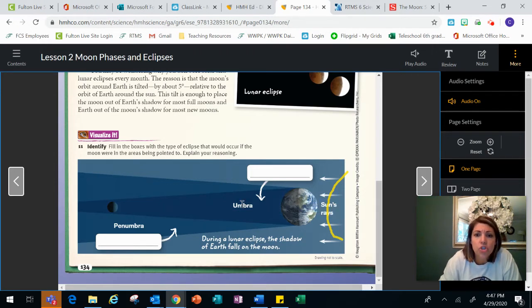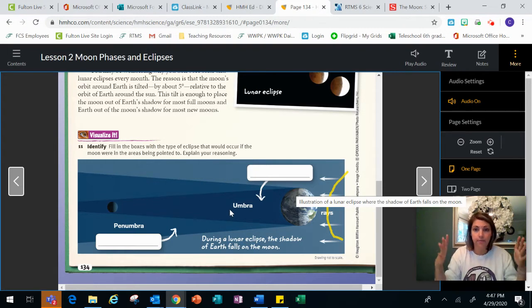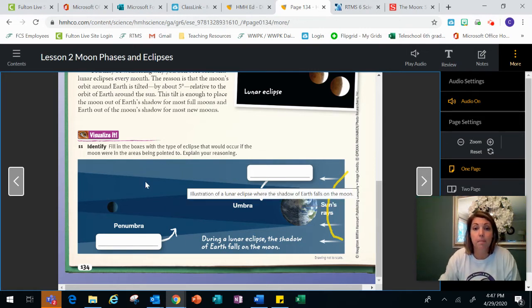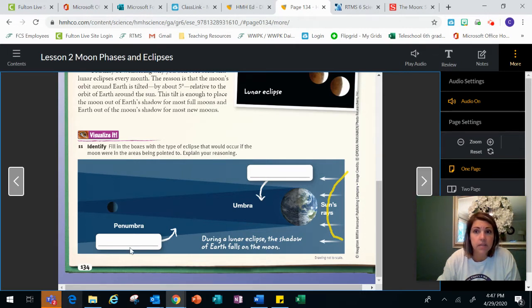So here are the parts. The full shadow is called an umbra. So you can see this dark, full shadow, the umbra. And I always remember full shadow, full cover, like an umbrella. And then the partial shadow, the penumbra, spreads out more. So you can see here the penumbra. So that's a lunar eclipse during a full moon.